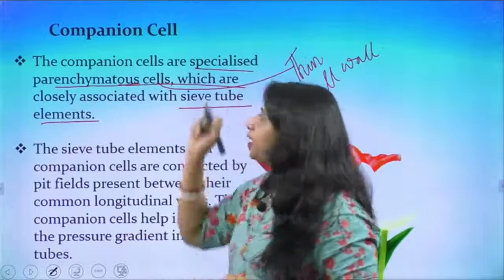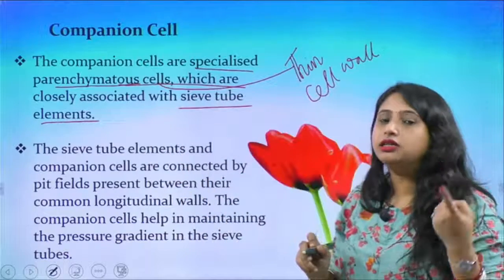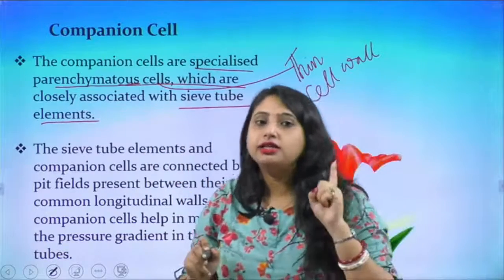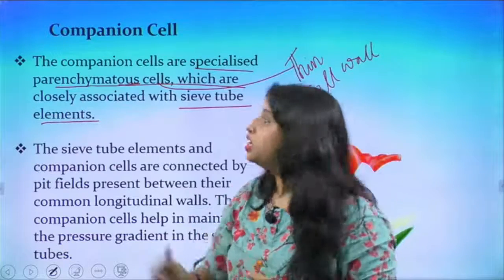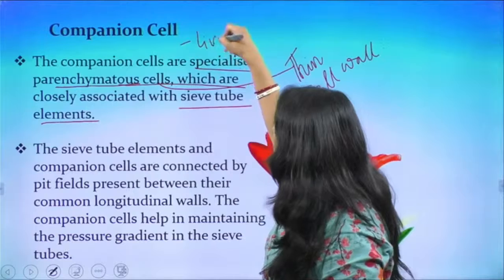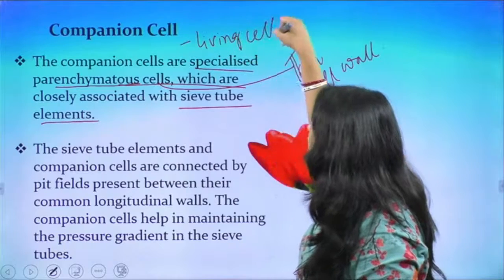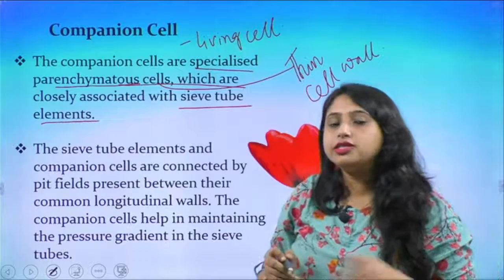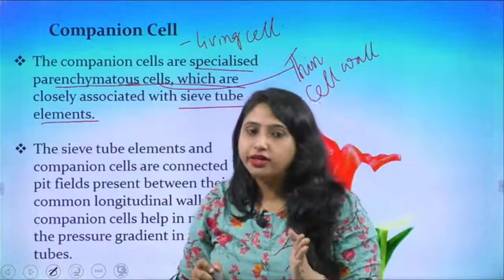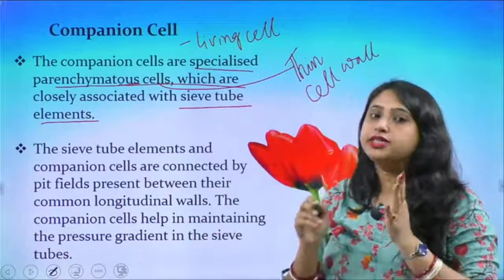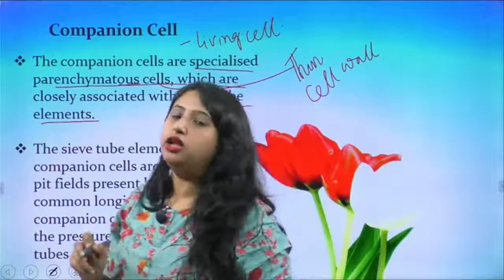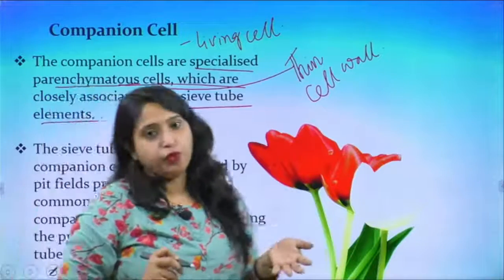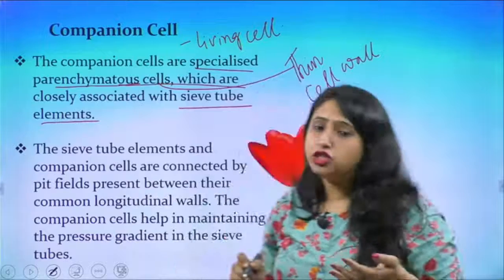And these companion cells, the sieve plate and the phloem parenchyma, all of them are your living cells. So this is also your living cell. They are not dead cells. And even the sieve plate and the phloem parenchyma, they are also your living cells. So they have got thin cell wall. So they cannot provide support. They are only responsible for storage.